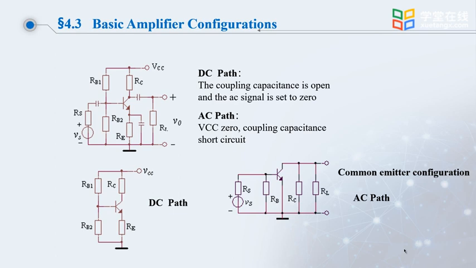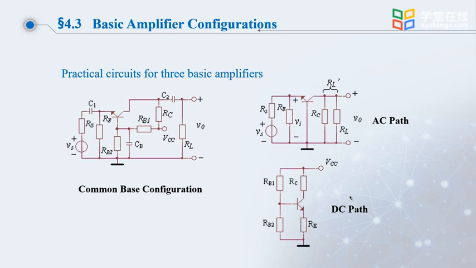We can see through the AC path that the base of the triode is used as input, the collector as output, and the emitter is used as the common terminal of input and output. So, we call it a common emitter amplifier circuit. It can be seen that the configuration is mainly judged through the AC path. Let's take a look at the common base configuration. In the common base configuration, the input is the emitter and the output is the collector, and the base is capacitively coupled to ground, so it is a common base configuration.